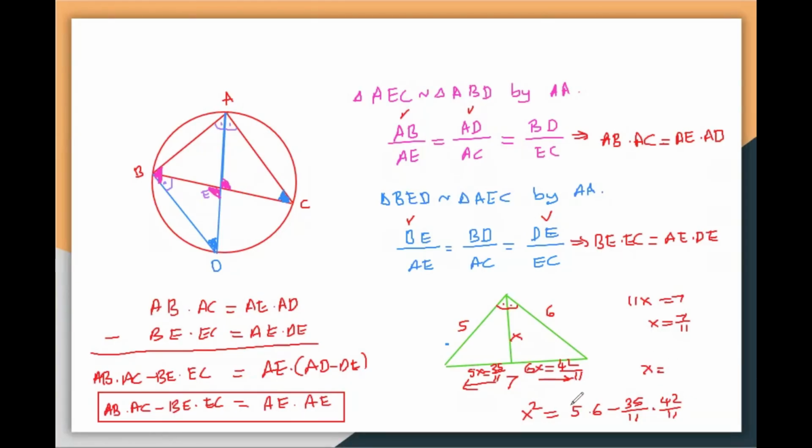As soon as you simplify and take the square root, you get x, which will be your answer. By using the angle bisector length formula, this is actually going to be quite an easy problem.